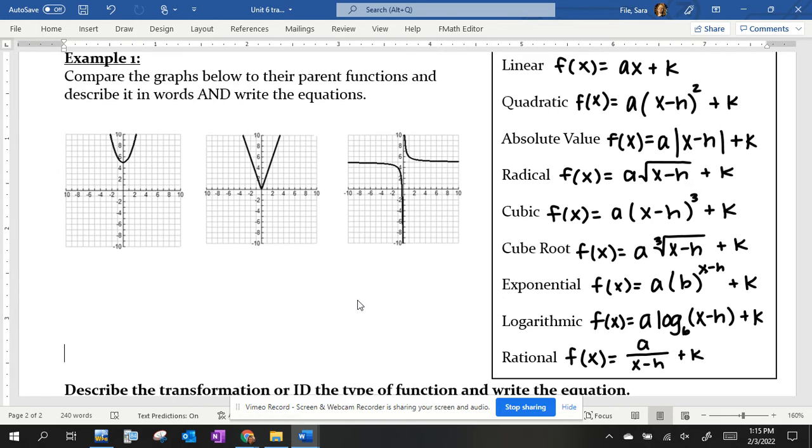Y'all feel okay about those? Do y'all see the pattern, the similarity? X minus h is inside, multiplying by a and adding k is outside.